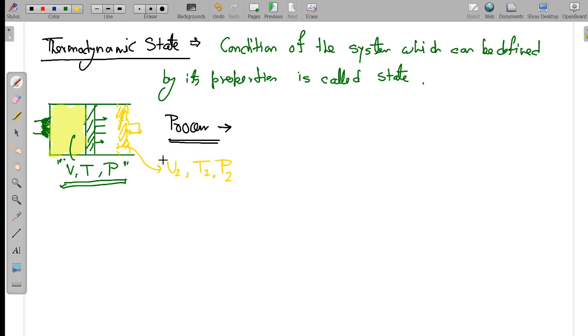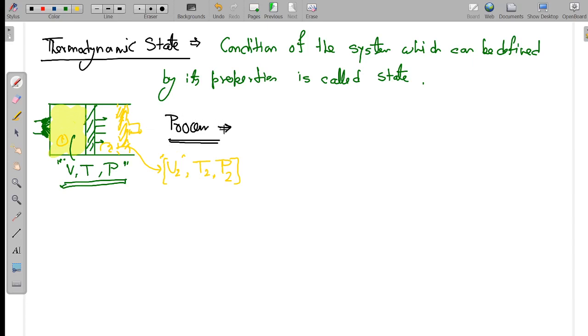Okay, so you see that we can definitely say that volume has changed. Here the volume was this much, and now the volume is this much. So the value of even one property has changed, so the state of that system has changed. So the system has moved from state 1 to state 2. This change in state is called the process of that system.